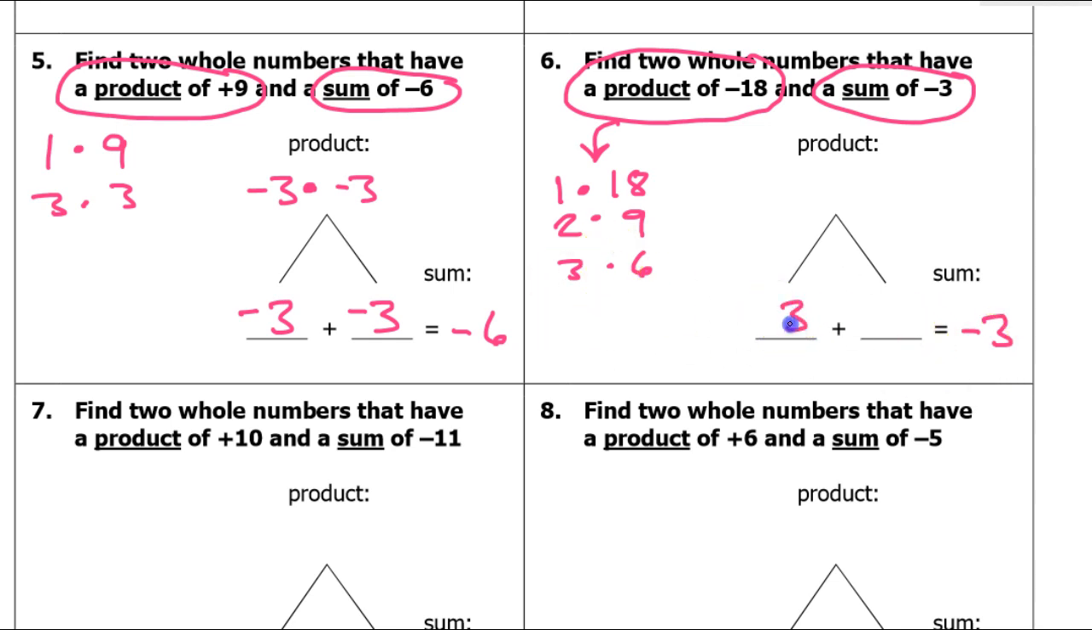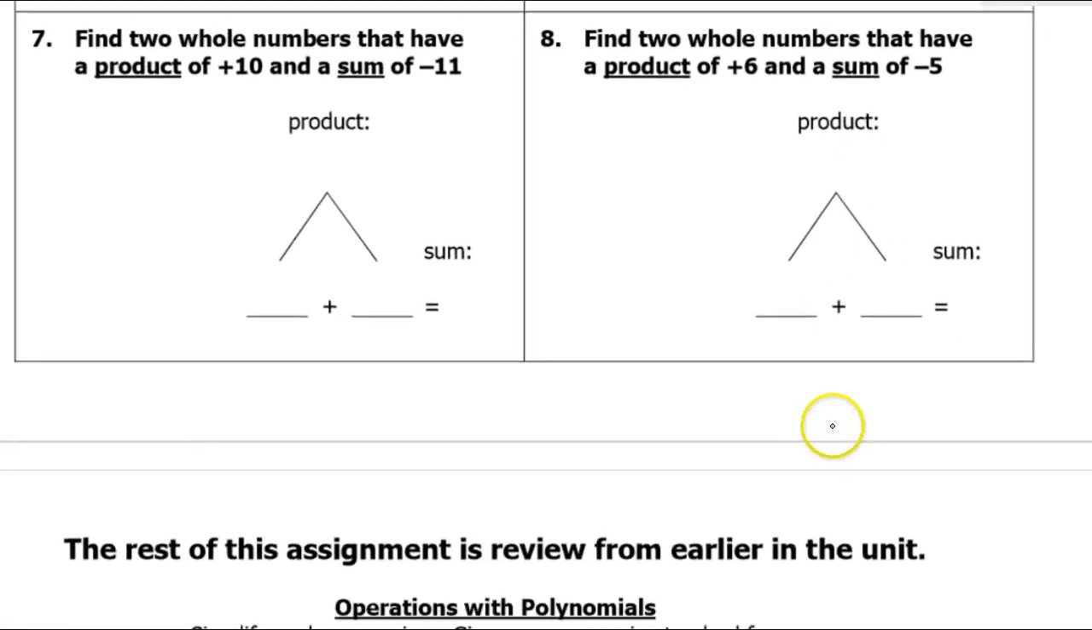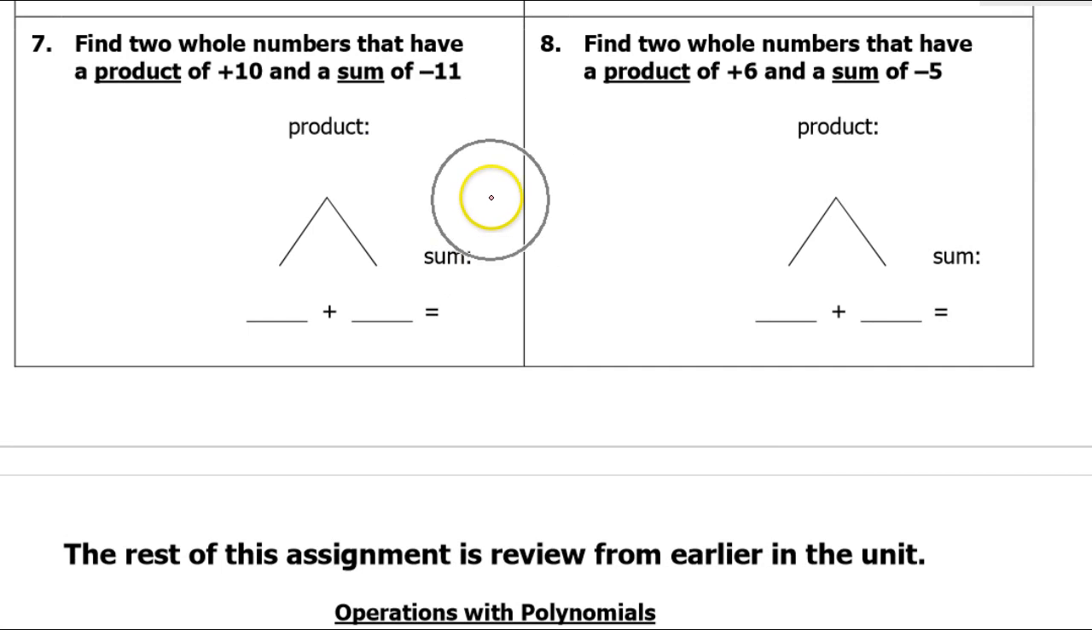Well, 3 and 6 can give me a negative 3 if I leave the 3 positive and I make the 6 negative. 3 plus negative 6 is negative 3. Now, if I turn that into a product, that would be 3 times negative 6. And 3 times negative 6 is negative 18. So I have a product of negative 18 and a sum of negative 3. Okay? So this skill, if you master it, will make factoring easy.